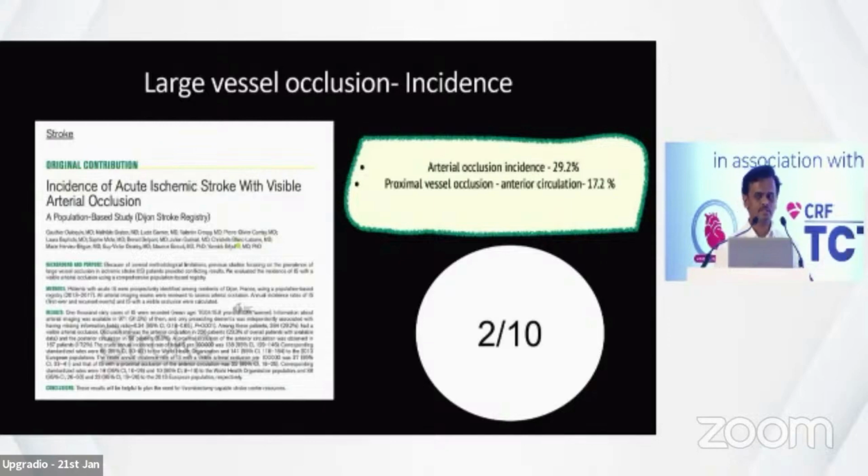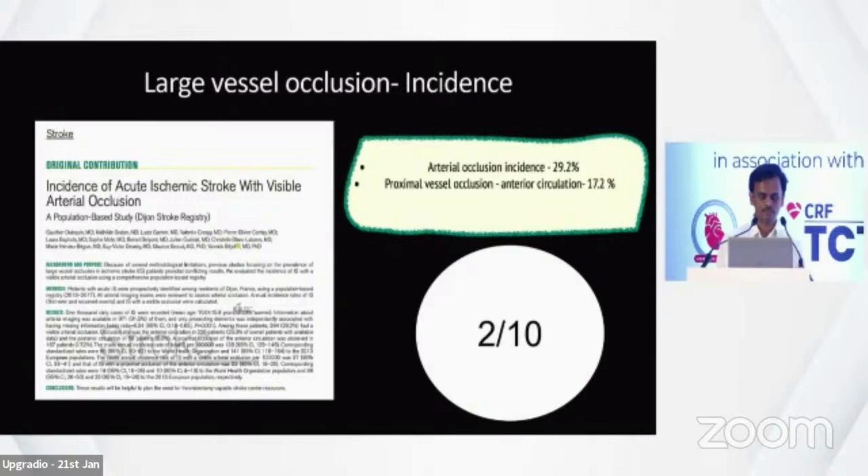So what is the incidence? This is 2 out of 10. If you get 10 stroke codes in your ER, you get probably 2 cases which are amenable for intervention. The rest of the 8 are not amenable for intervention. They're all small vessel occlusions, and a visible arterial occlusion won't be there. So the incidence is only 20%.